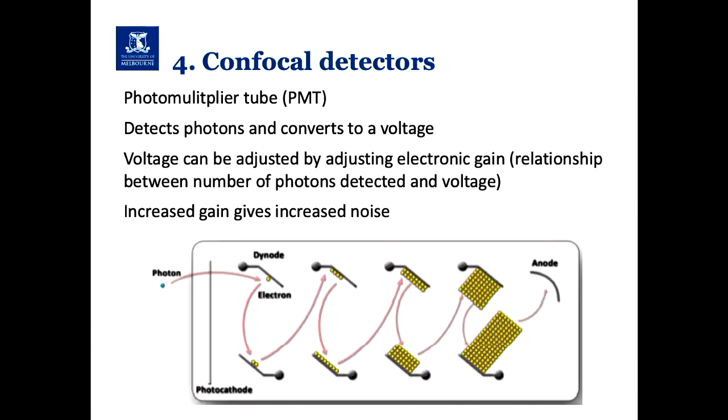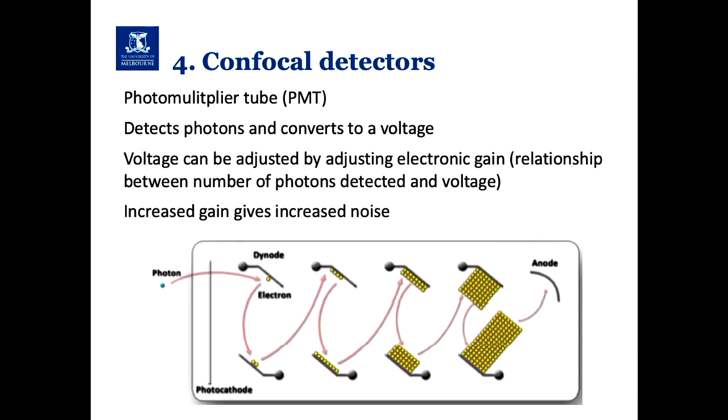Next, we've got our detectors. As I mentioned, it's a single point detector, not a camera, for a confocal system. Because we're only illuminating a single point on the sample, we only need a single point detector at the end. These have traditionally been PMTs, photomultiplier tubes. And essentially what they're doing is detecting photons and converting that into a voltage.